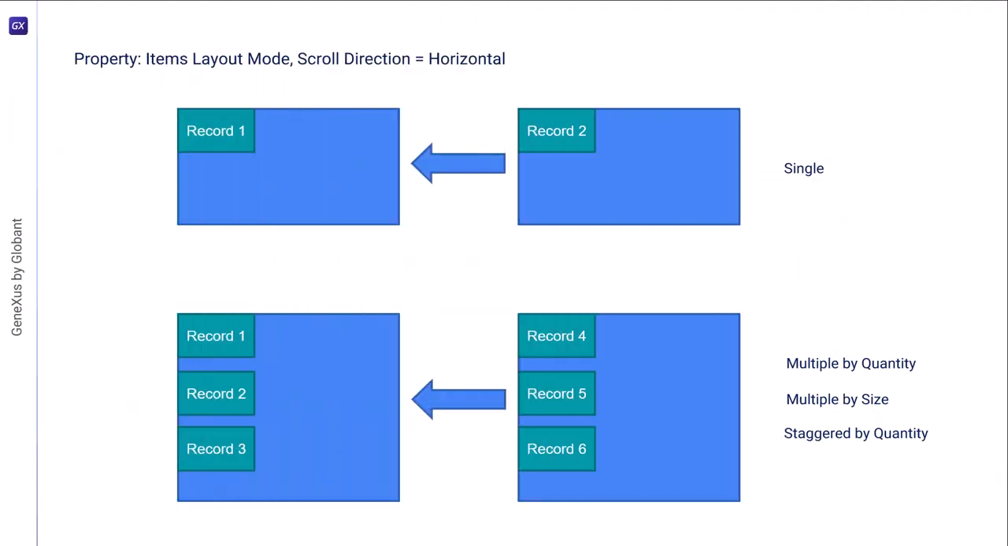In summary, in the standard grid, Smart Grid, if scrolling is horizontal, as in our example, we can define how many records we want to view per column, that is, in the same column downwards. But we'll always view one column at a time. The number of records per column displayed downwards can be defined as a fixed value, or depending on the height, minimum, and maximum that we want to give to each item. If we do it with a fixed value, we can see it staggered or not, depending on whether we choose staggered by quantity or multiple by quantity respectively.